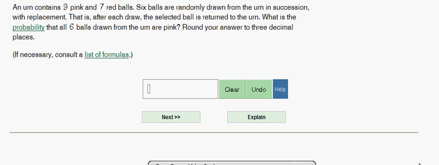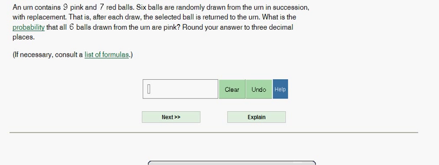This is the probability of draws with replacement problem in ALEKS statistics. First of all, let's read the problem. An urn contains 7 pink, 9 pink, and 7 red balls. Now, 6 balls are randomly chosen from the urn in succession with replacement. That is, after each draw, the selected ball is returned to the urn. What is the probability that all 6 balls returned from the urn are pink? And then we're going to round our answer to 3 decimal places.